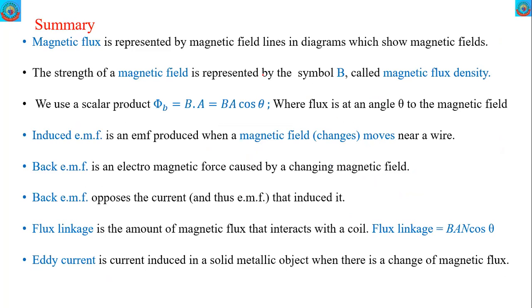Okay, so we have seen what magnetic flux is. It is represented by magnetic field lines in a diagram which shows the magnetic field. The strength of the magnetic field is represented by the symbol B. Magnetic flux density, when we are talking about flux density, it is energy per volume.